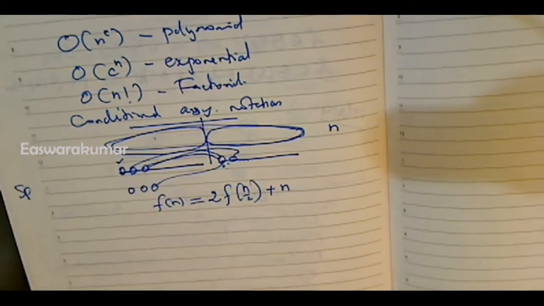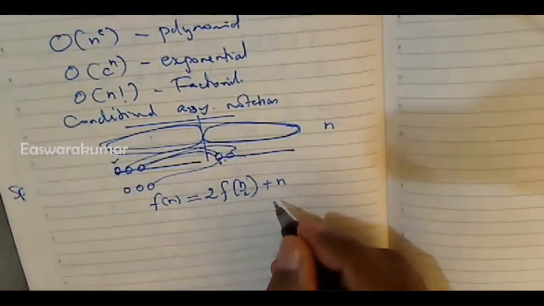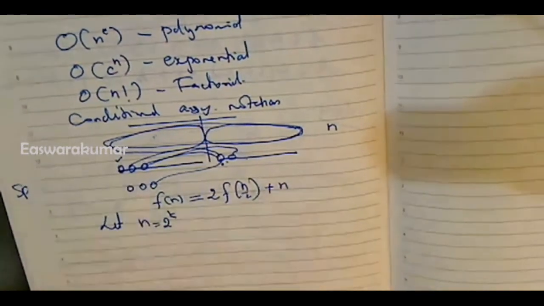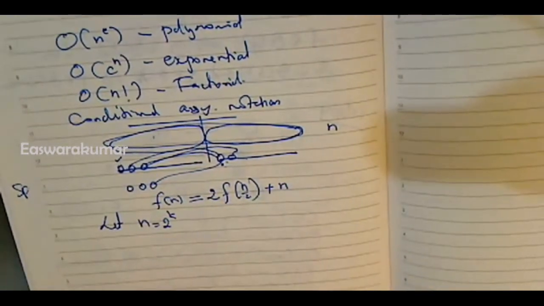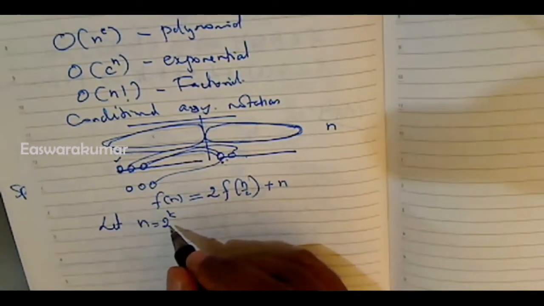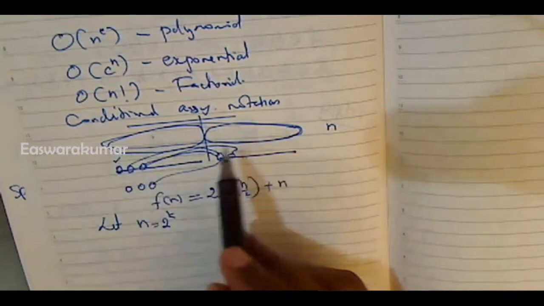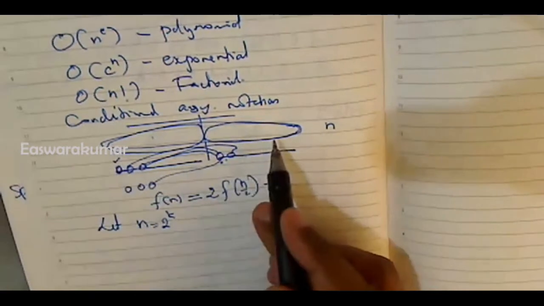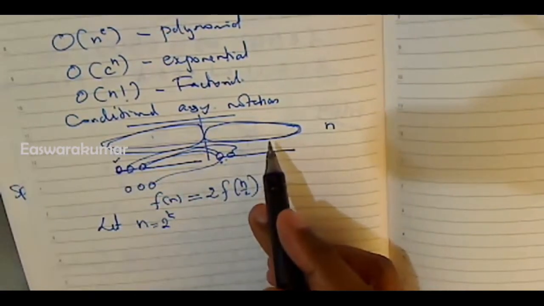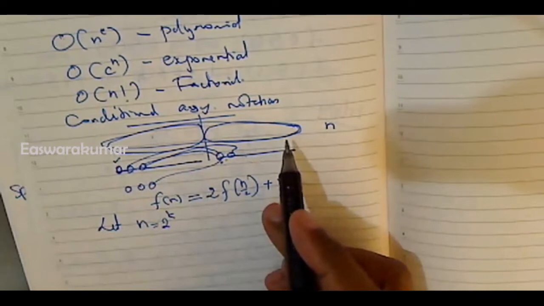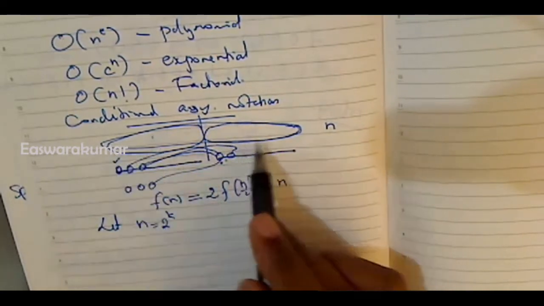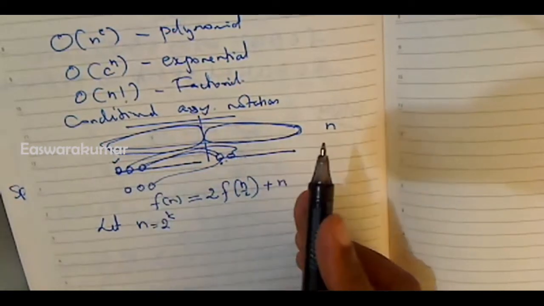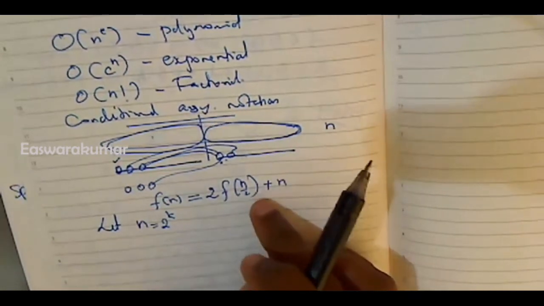So f of n is equal to 2 times f of n by 2 plus n. Now if you want to solve that, I am making the assumption: let n be equal to 2 power k, where k is a constant. So n is equal to 2 power k. That is only an assumption about the number of elements in the array. It is not exact. Sometimes 10 elements are there, and 10 is not a power of 2. But if 16 elements are there, it is a power of 2. So we are making the assumption that if there are 2 power k elements, then it is easy to solve this recurrence equation.